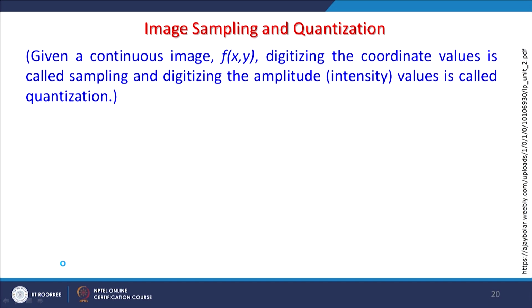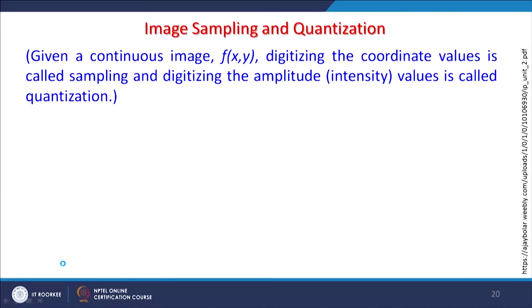So, given a continuous image f(x, y), digitizing the coordinate values is called sampling, which is exactly what we have done here, and digitizing the amplitude, the intensity value, basically plotting along the y axis, is called quantization.